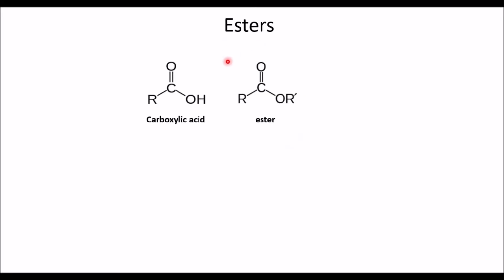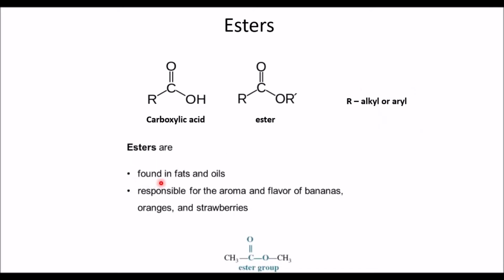Esters are derived from carboxylic acids. A carboxylic acid contains the COOH group. In an ester, the hydrogen in this group is replaced by an R group. The R group can be an alkyl or an aromatic group. Esters are found in fats and oils, and it is responsible for the aroma and flavor of fruits and flowers.